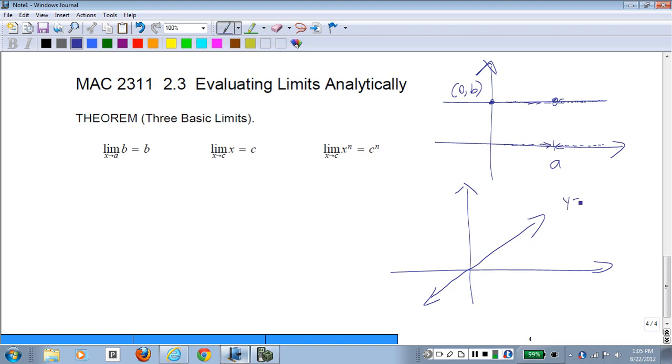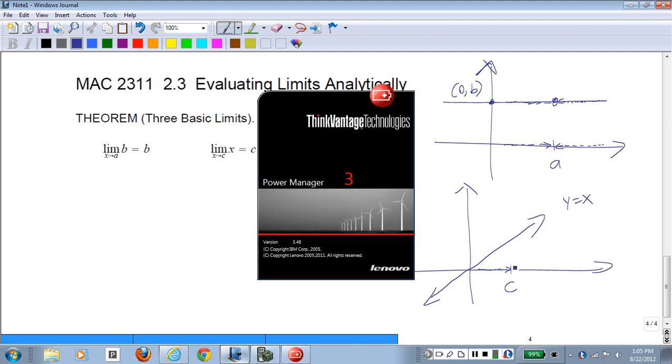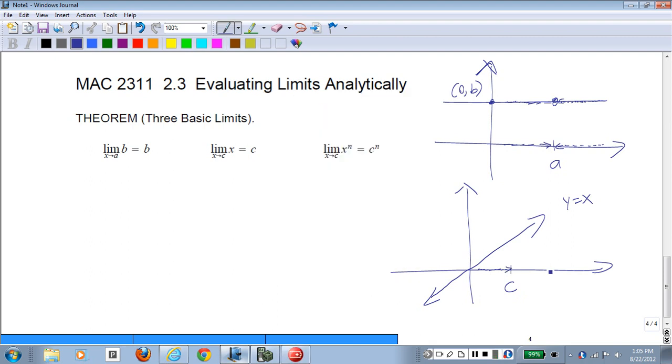Y equals x, or f of x equals x, and x is approaching c. Well, we've got some numbers along the x-axis that are approaching c, and approaching c here. So the x value is approaching c. Consider the point in question right here. This is c as it's represented on the y-axis. And consider the corresponding points along here and along here as x approaches c.